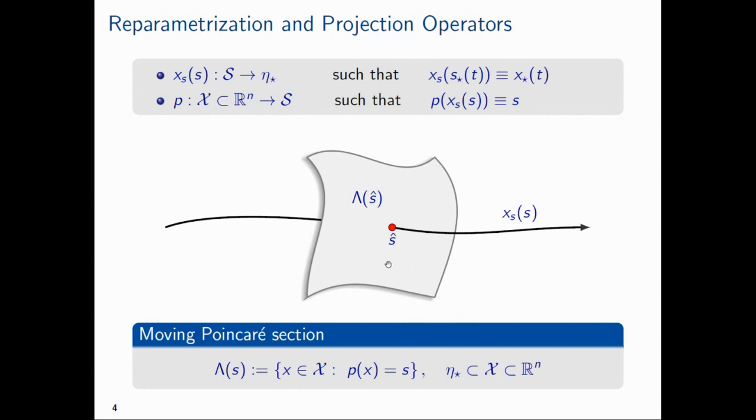Now, for a fixed point s hat along this orbit, if we consider the set lambda of s hat, which here is defined as follows, as every state in the neighborhood of the nominal trajectory which maps to a particular s through this projection operator. Now, this set will trace out some hypersurface which locally is transverse to the flow of the nominal trajectory. This surface is often referred to as a moving Poincare section.